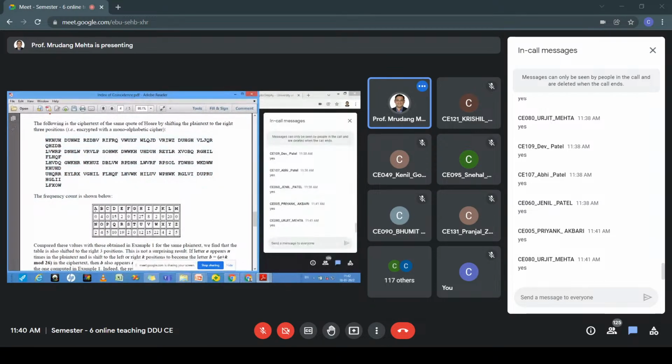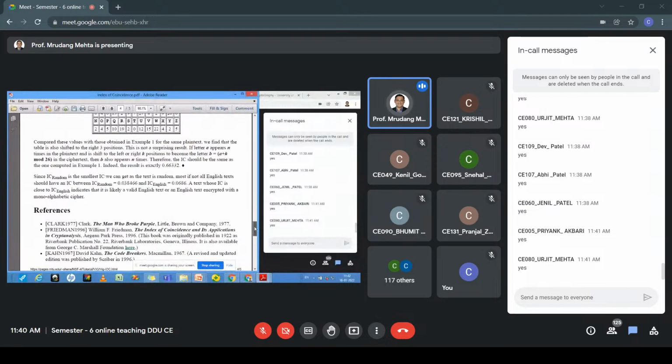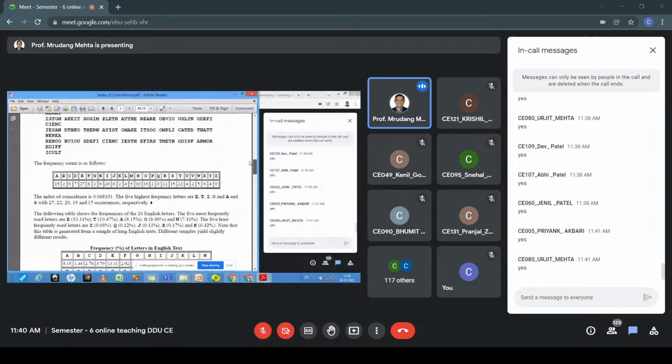Now if we consider the third example, for this particular encrypted text, if we calculate the counts of A's, B's, up to Z, and take the probability, then the probability results into 0.66332. Now this is the same result as it is found in example 1.